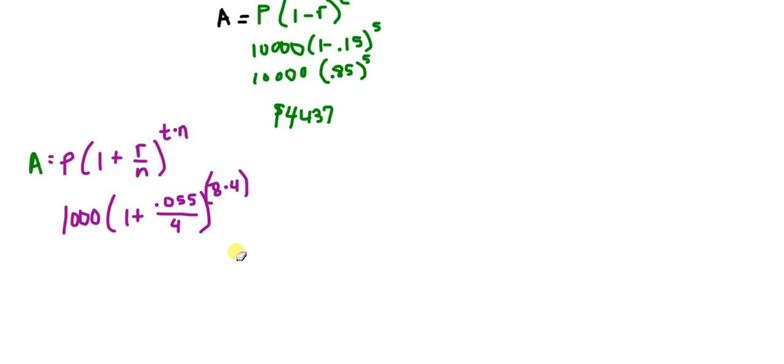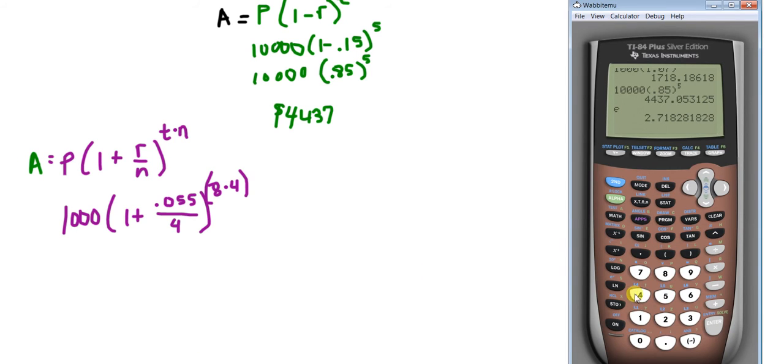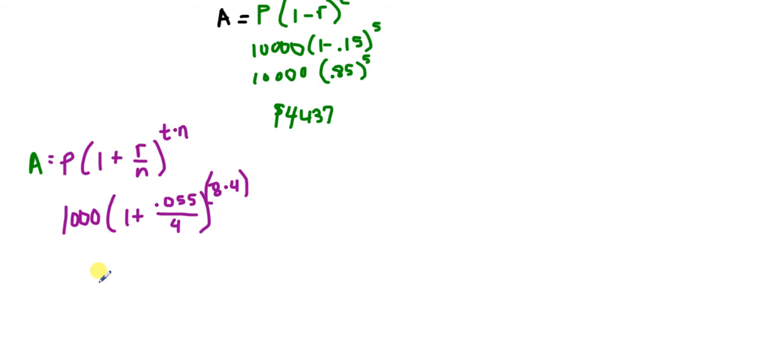So here is what we would have. We go 1,000. Well, let's do this. 1 plus 0.055 divided by 4. Enter. There's our number that's in parentheses, and I'm going to raise that to the 32nd power. Now 1.548, that's what I'm going to multiply by 1,000. So I'm going to times 1,000. 1,548, I'll just put it as that. $1,548.